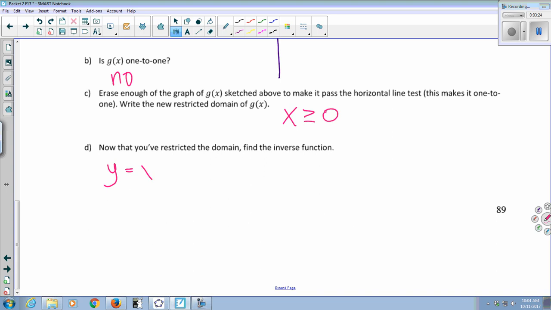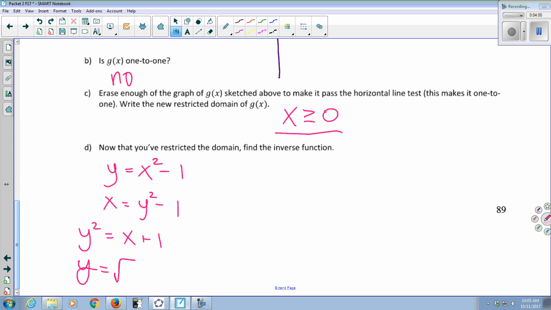So I say y equals x squared minus 1, switch, x equals y squared minus 1, and solve for y. So add 1 to both sides, so I have y squared equals x plus 1. And then here's where it gets tricky. Usually when you take the square root of both sides, you end up with a plus or minus on the square root of x plus 1. But because x is restricted to be positive, then my square root is going to be restricted to be positive, right? So y is going to be the positive square root of x plus 1.